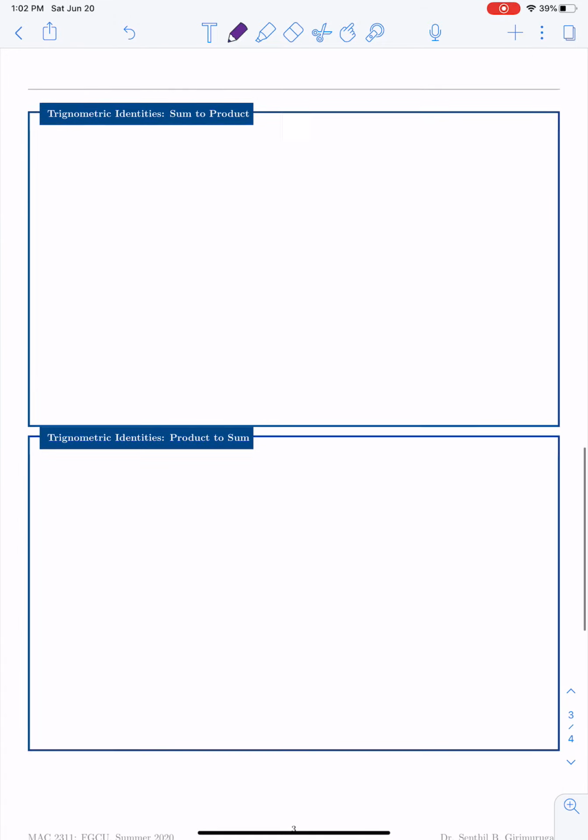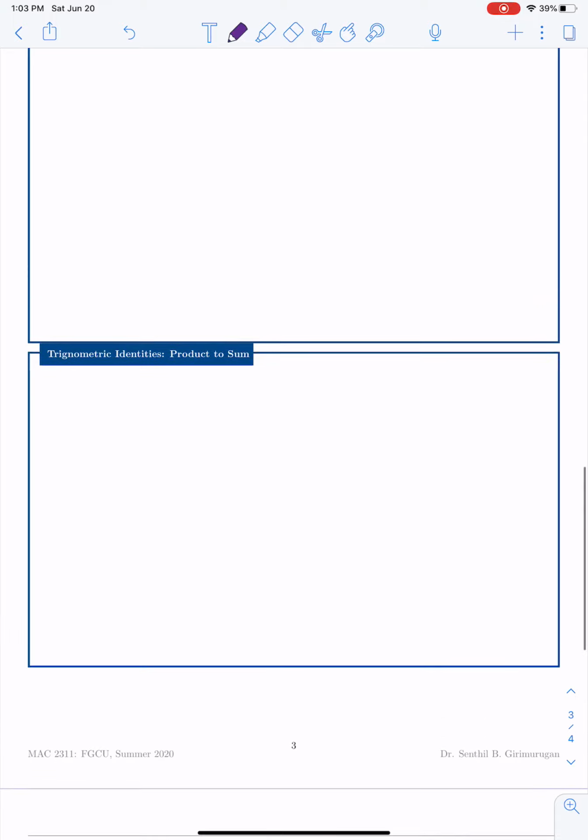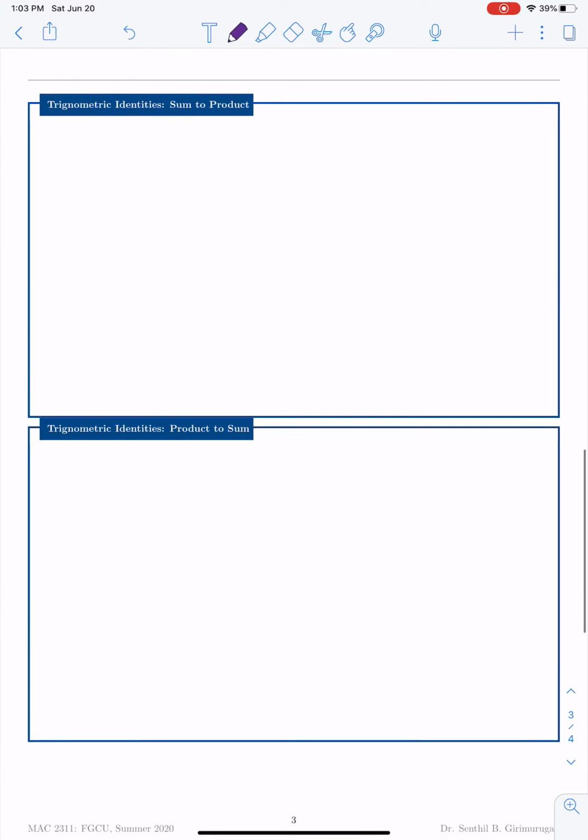So there are some identities that are very crucial when we deal with trigonometric functions, and oftentimes they come into play when we try to differentiate or integrate. Let me start with the product to sum identity, and we can go back to sum to product after doing product to sum.